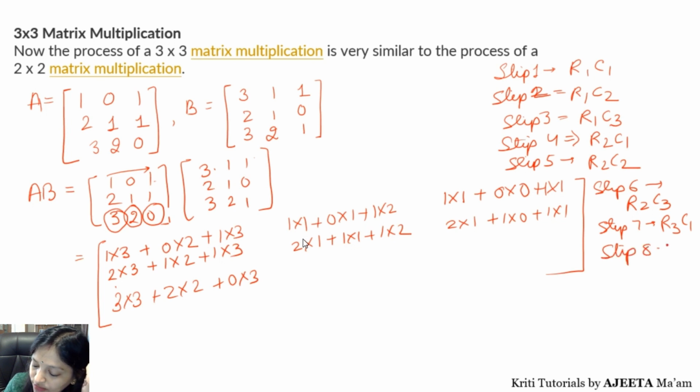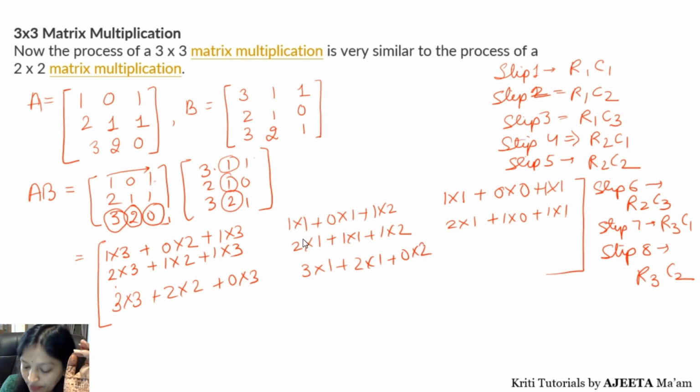Step 8. R3 with C2. Correct? Now let's mark it. C2 क्या है हमारे पास? R3 तो कॉमन है. करेक्ट. So 3 with 1, 2 with 1, 0 with 2. Right? Now let's move on to the last step 9. Because 9 elements है ना हमारे पास. 2 by 2 में 4 थे तो उसमें 4 steps थे. यहाँ पे क्योंकि 9 elements हैं इसलिए 9 steps है हमारे पास.